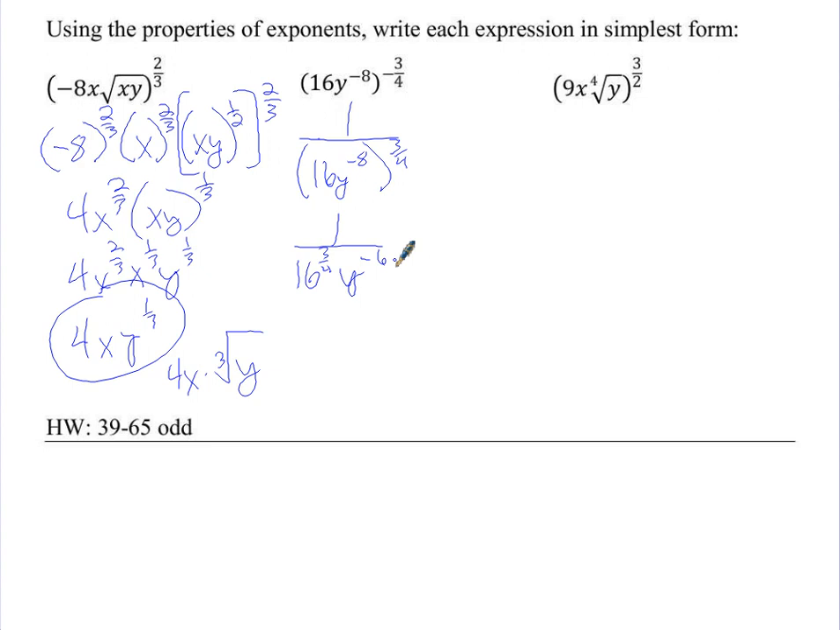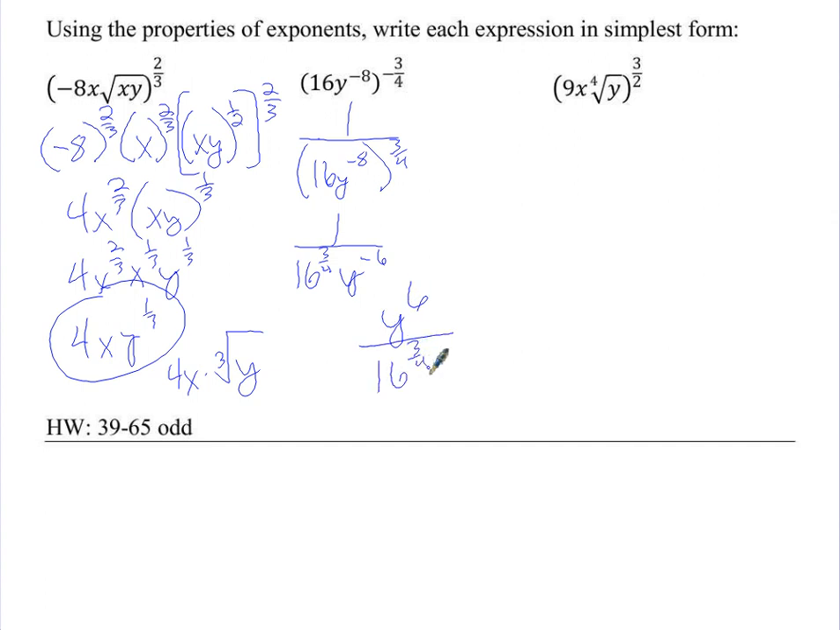Now I can take care of that negative exponent. With a negative exponent in the denominator, where does it go? It's already in the denominator. It moves to the numerator. So it'd be y to the 6 divided by 16 to the 3/4.